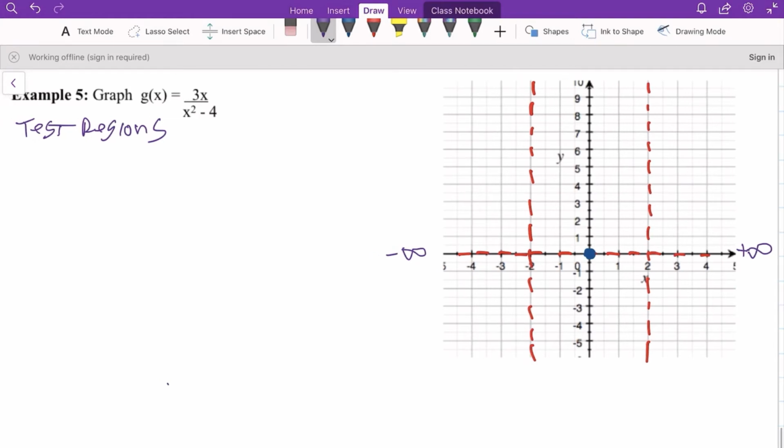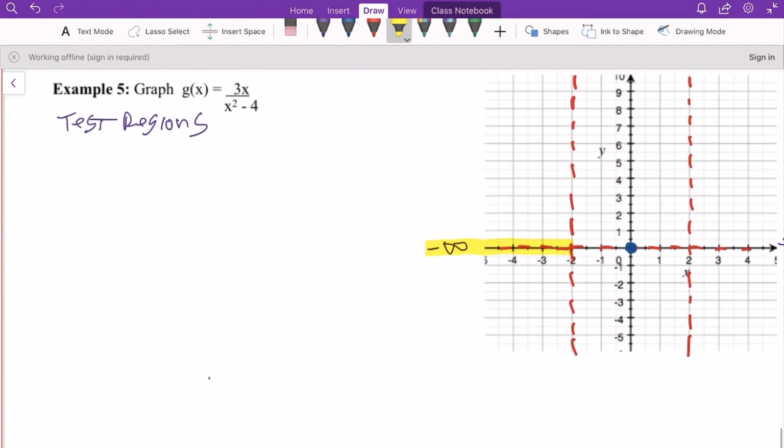So we're going to use the entire x-axis, and we start at negative infinity, and then we kind of ride along the x-axis until we hit either a vertical asymptote or an x-intercept. And you can see I have a vertical asymptote at negative 2. So we're going to create our first test region. We always start the first test region with negative infinity, and then we go to that asymptote, so it's going to be negative 2.